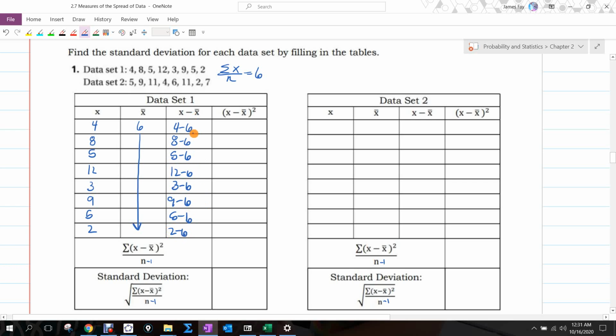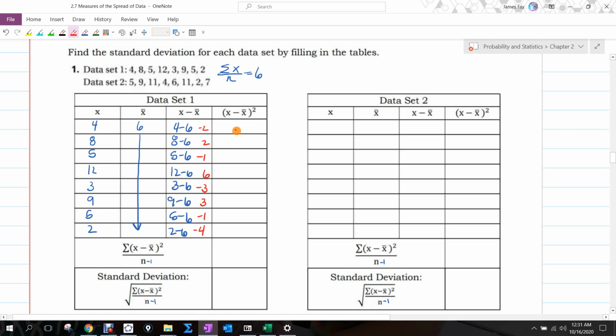If you can do that math, you should be able to do it in your head. You don't need to necessarily write all this down. I think in the next data set, we're going to probably want to write it down. But 4 minus 6 is negative 2. 8 minus 6 is 2. And that's a perfect example right there why we square our deviations, because those would ultimately just cancel each other out, which is a problem. 5 minus 6 is negative 1. 12 minus 6 is 6. 3 minus 6 is negative 3. 9 minus 6 is 3. 5 minus 6 is negative 1. 2 minus 6 is negative 4.